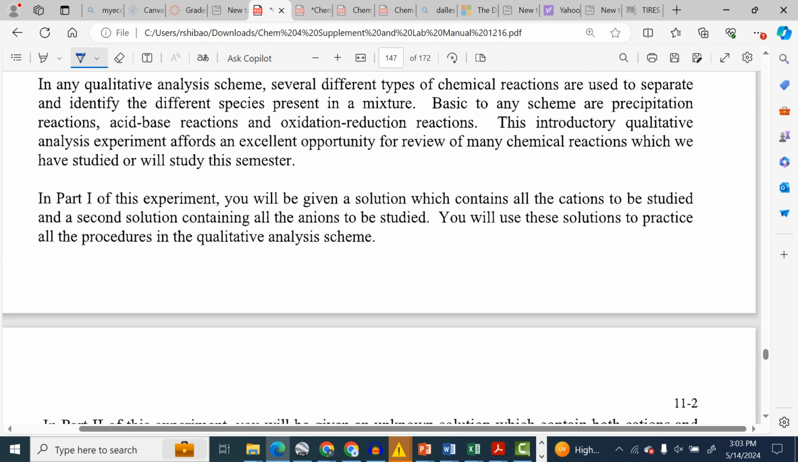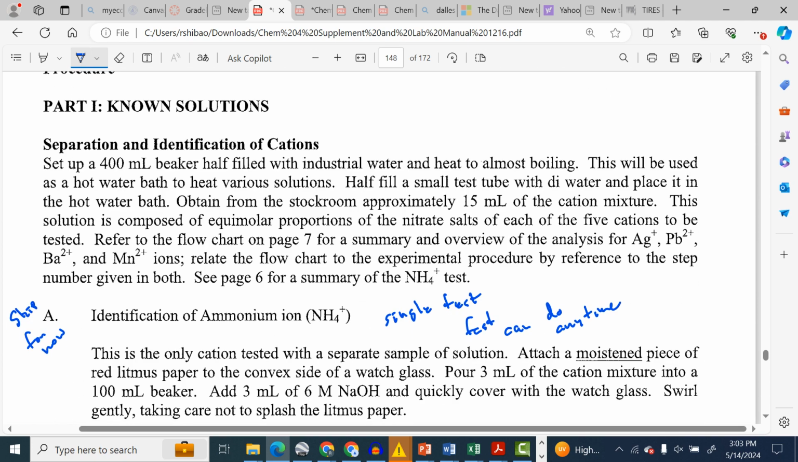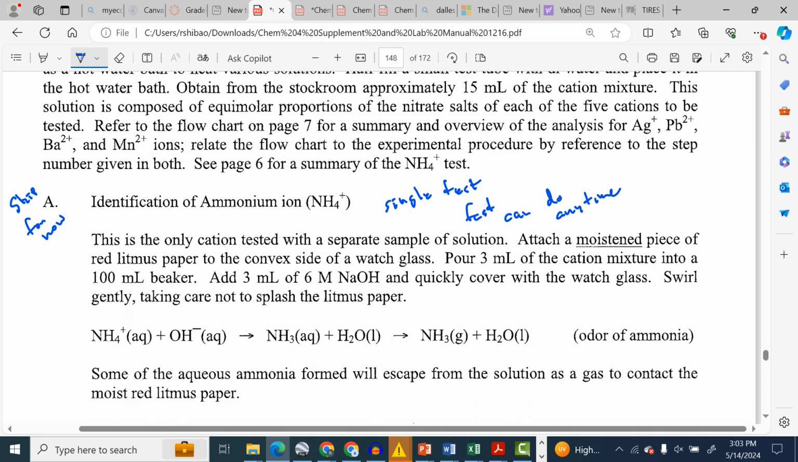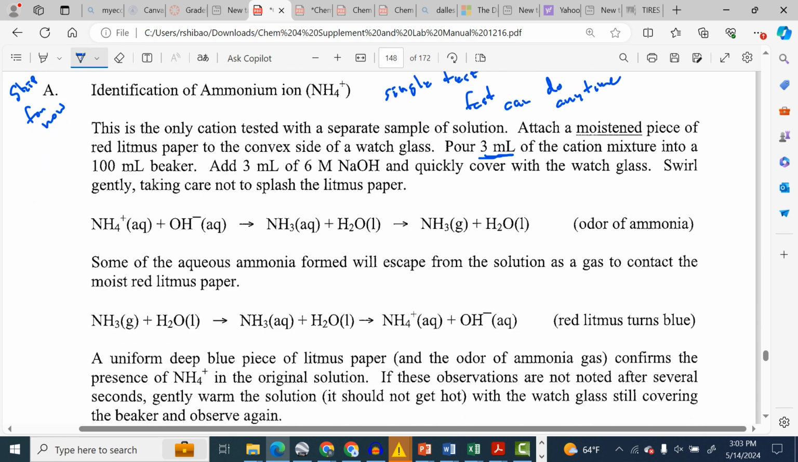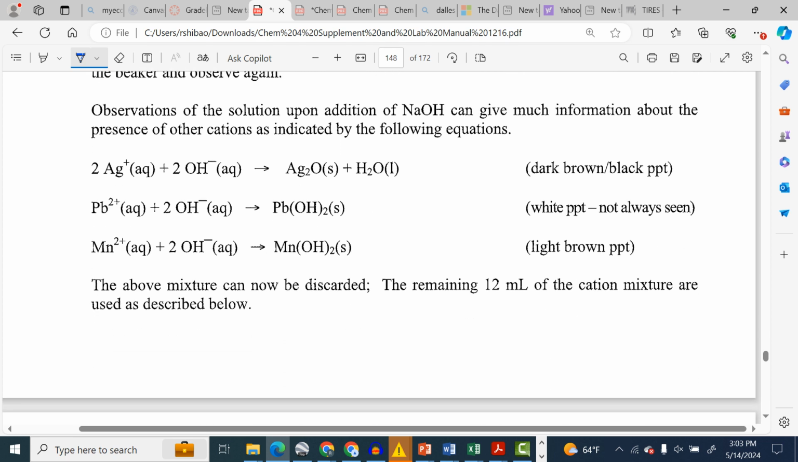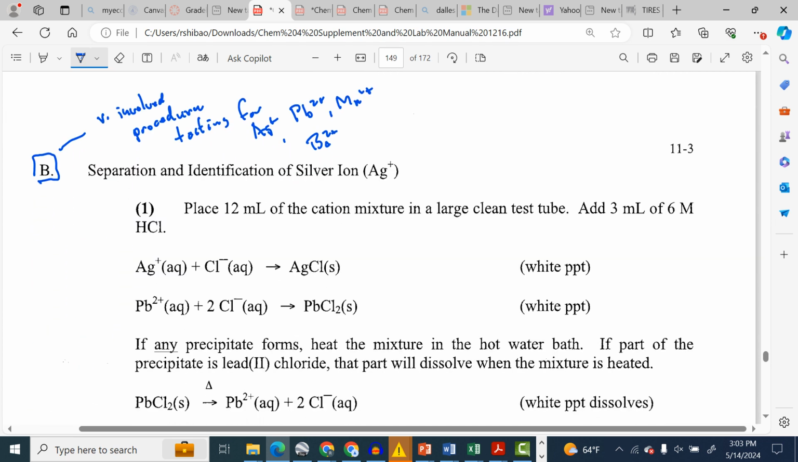And so what we're going to do is go to part B, because part B is the most involved. Part A is just the detection of ammonium. So we take a sample and test it directly for ammonium. We're going to skip this for now because it's a single test and it's fast. You can do it in minutes and you can do it any time. You just have to save about 3 milliliters of solution to do this test. That's how much we need. So we're going to jump to part B.